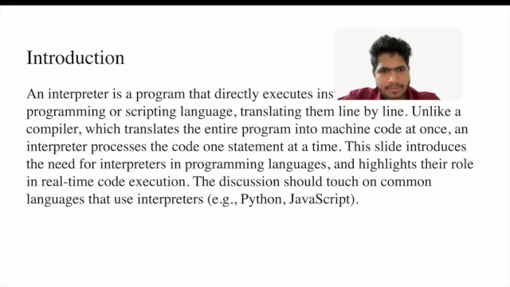Introduction. An interpreter is a program that directly executes instructions written in a programming or a scripting language, translating them line by line. Unlike a compiler, which translates the entire program into machine code at once, an interpreter processes the code one statement at a time. This slide introduces the need for interpreters in programming languages and highlights their role in real-time code execution. The discussion should touch on common languages that are interpreted. Example: Python, JavaScript.